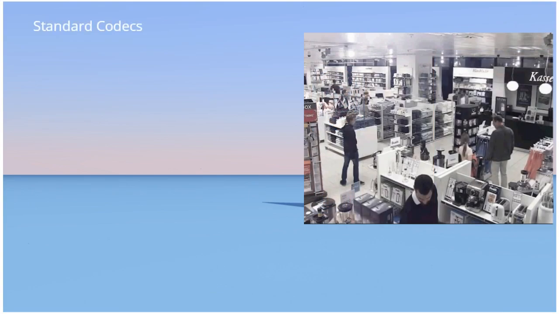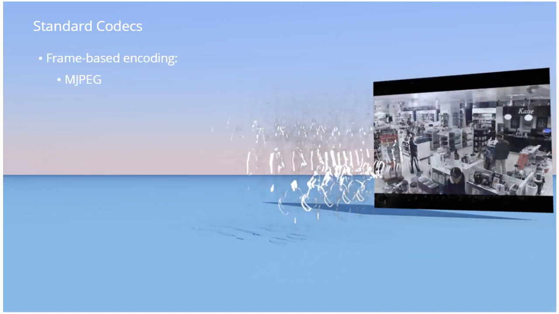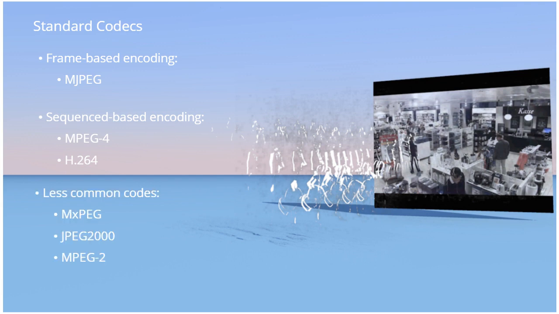Three standard codecs are commonly used for surveillance. One uses frame-based encoding, MJPEG, Motion JPEG. The other two use sequence-based encoding: MPEG-4, MPEG-4 Part 2, and H.264, MPEG-4 Part 10. Less common standards also exist: MXPEG, JPEG 2000, MPEG-2. Let's look a bit closer at the two most common types.